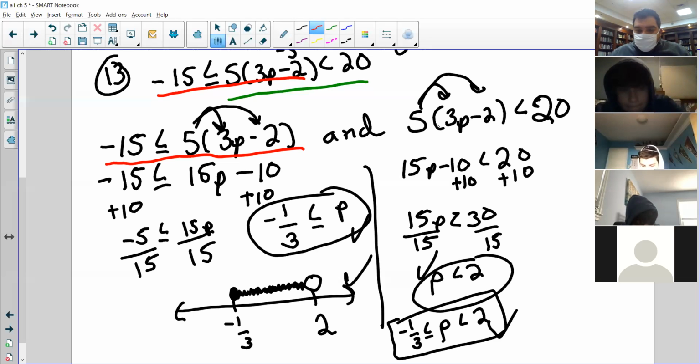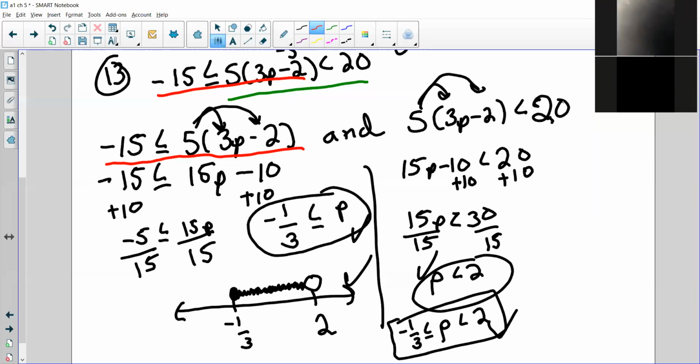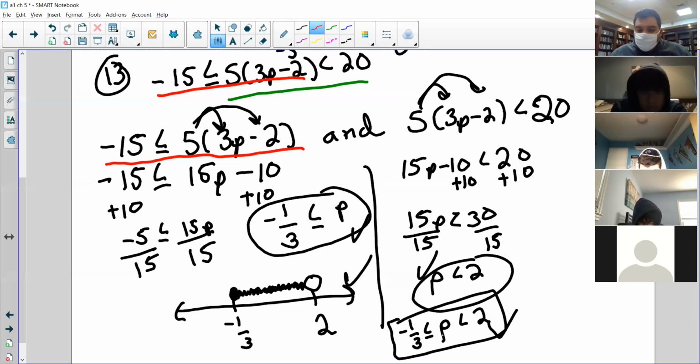Mr. Tobo, I actually have a question. For the rule of how you would graph it, on the bottom you did -1/3 is less than or equal to P, which is less than or equal to 2. Yeah, that one. So for that one, can you just take the 2 numbers you got? You do not need to write this if that's what you're asking. I feel like that way is easier for me to understand.